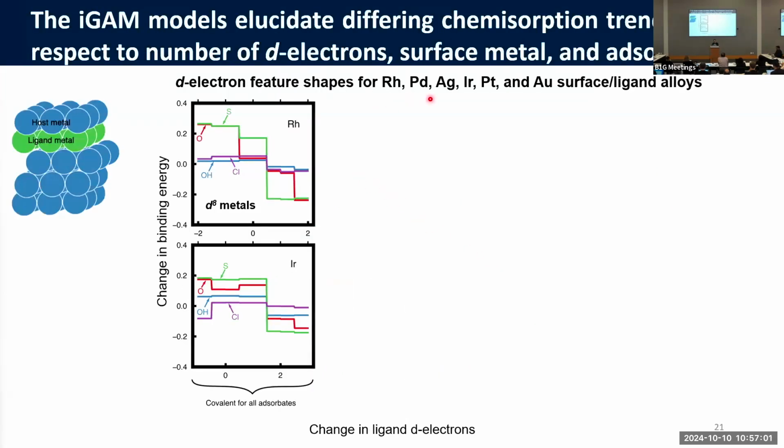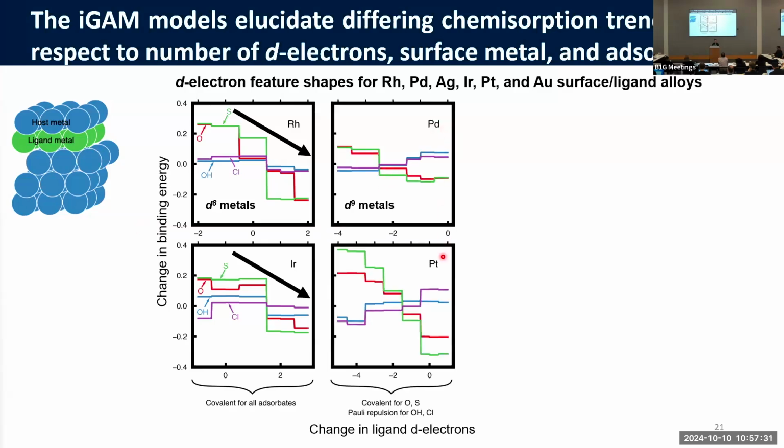Expanding this to a few more metals, here's rhodium and iridium, showing you 4 adsorbates, sulfur, oxygen, Cl, OH on the rhodium surface, which is d8, and also iridium. In all cases, you get stronger adsorption as the ligand metal becomes more noble, as you perturb it in that direction. In contrast, for d9 metals like palladium and platinum, you have some that bind more strongly, and some that bind more weakly.